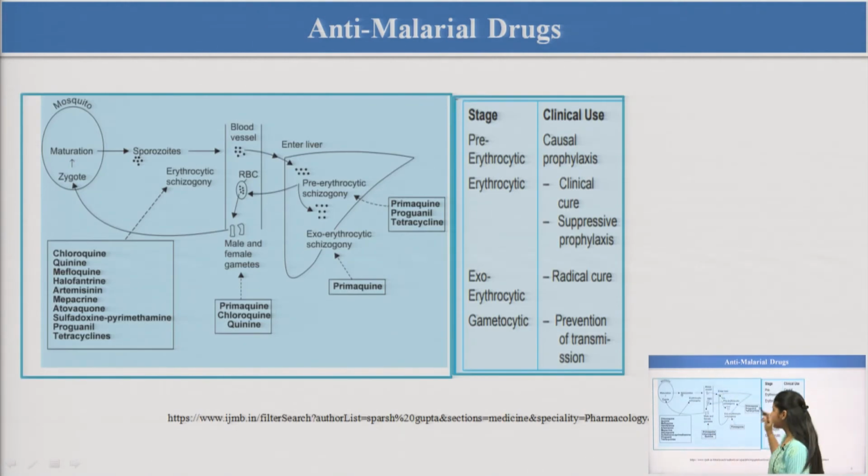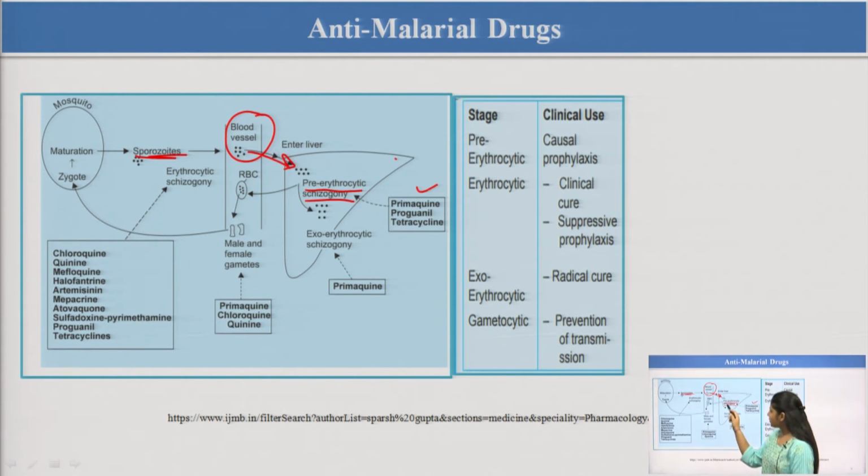Now, see, this is the conclusive chart here. So, you can see the sporozoites which are coming into the human body by the bite of the female Anopheles mosquito. They are reaching the blood vessels, and in the blood vessels they are first reaching the liver. So, this is known as pre-erythrocytic schizogony. Here the drugs primaquine, proguanil and tetracycline are working.